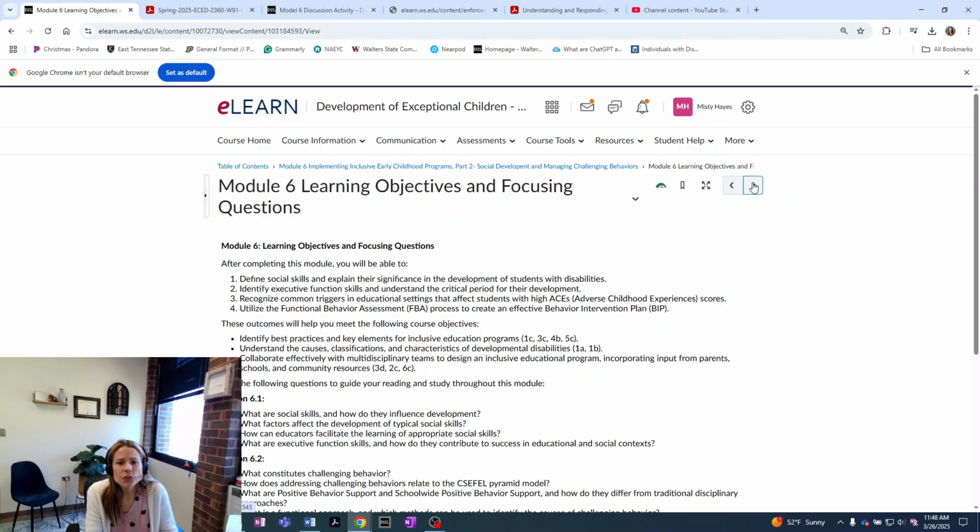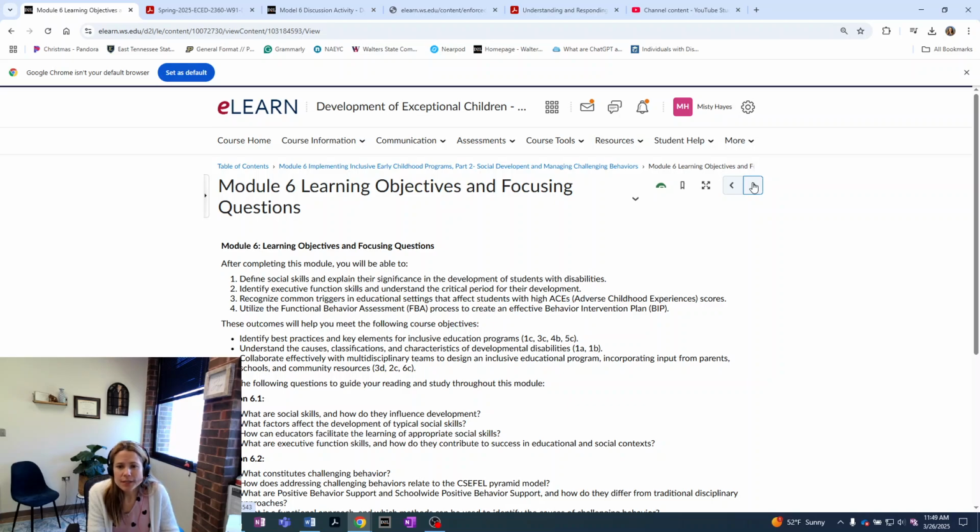Well, I want you to be able to define social skills and explain how it's significant when you're working with early childhood students who have disabilities. I want you to be able to identify executive functions, understand how critical this period is for their development, and also recognize common triggers, specifically focused on behaviors, right?